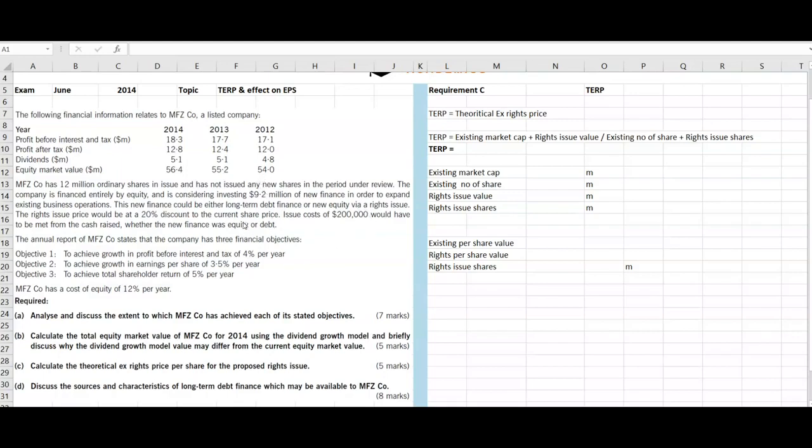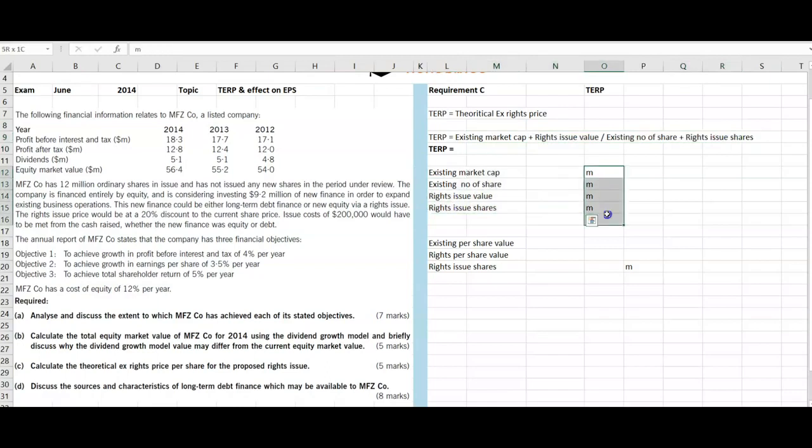Okay. So this information is enough for us to calculate the TERP. I have already created a format here, so we'll use this format. TERP refers to theoretical ex-rights price. It refers to what the price of the share would be after issuing the rights issue. The formula works like this: TERP equals the existing value of the shares, the market cap, plus the rights issue value, divided by the existing number of shares plus rights issue shares. We'll put the TERP calculation here, but all these 4 variables we will find out individually.